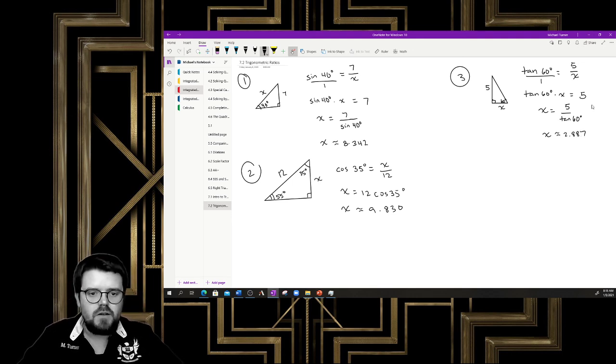And that's all there is to it. Just be sure to set up your ratios properly. If you need to go back to 7.1, write those down in your notes, have those handy. But then just solve for x using your calculator.